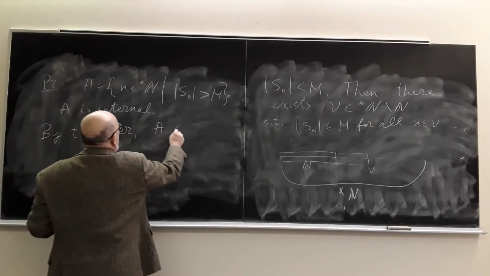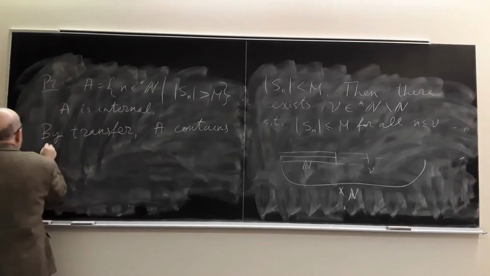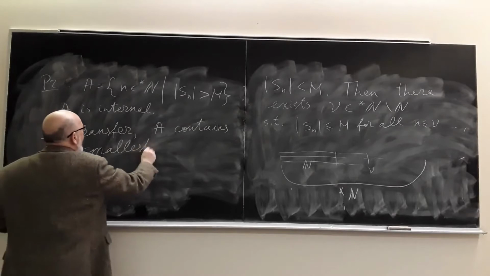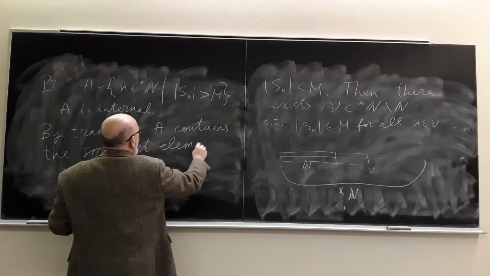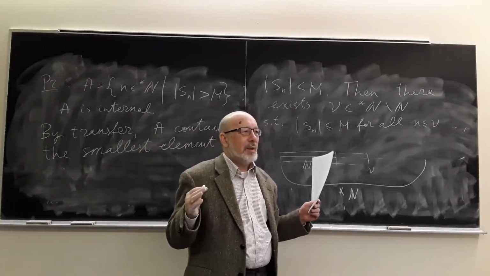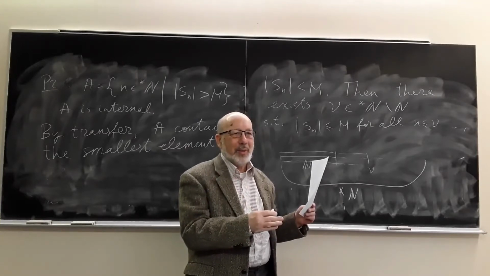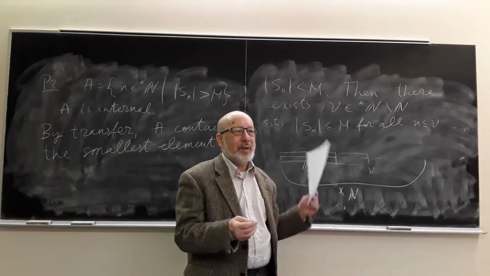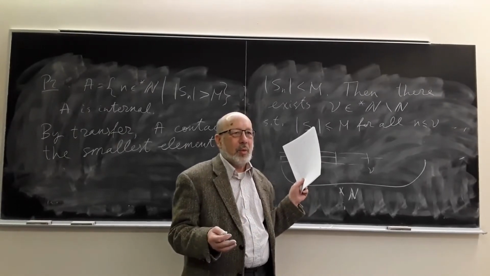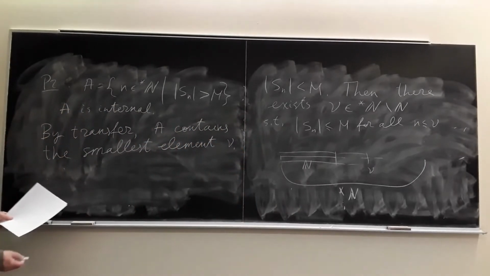A contains the smallest element nu. Any subset of star N has a minimal element. This set is internal, so this is also true. It contains a minimal, smallest element nu.